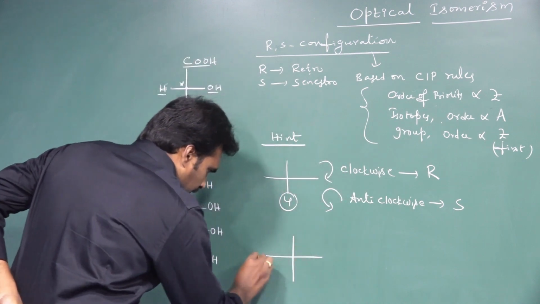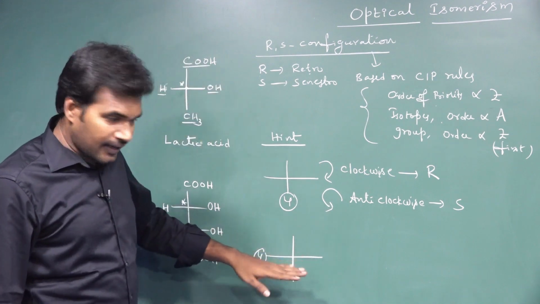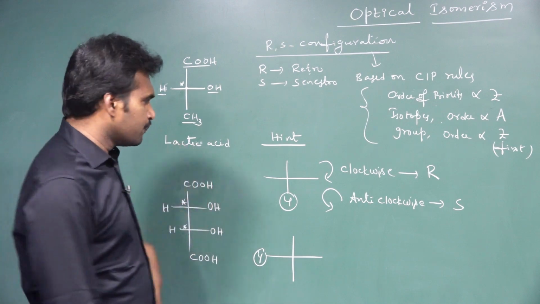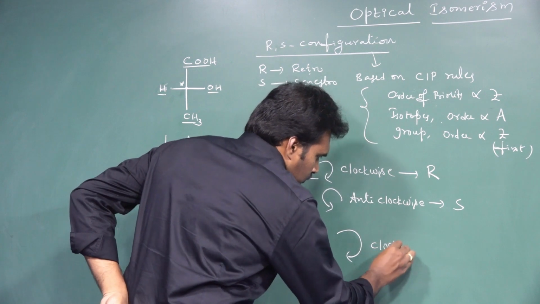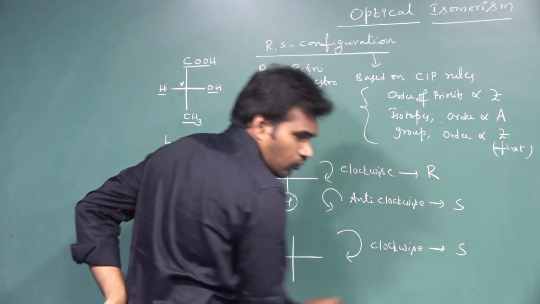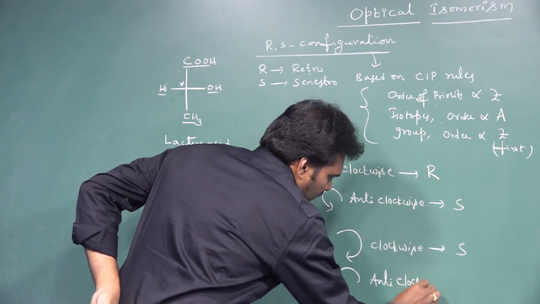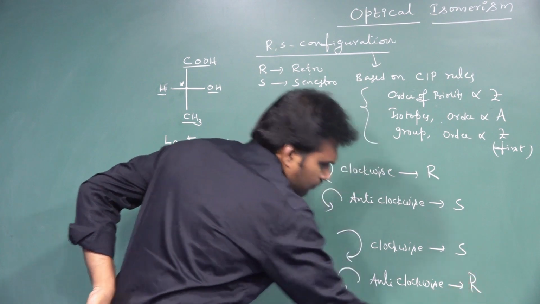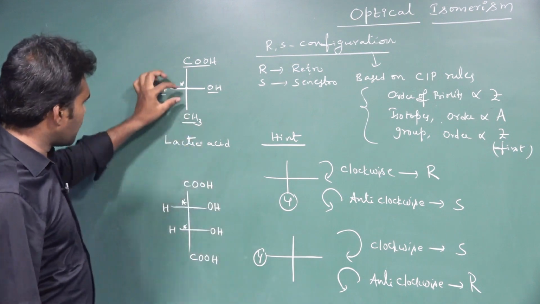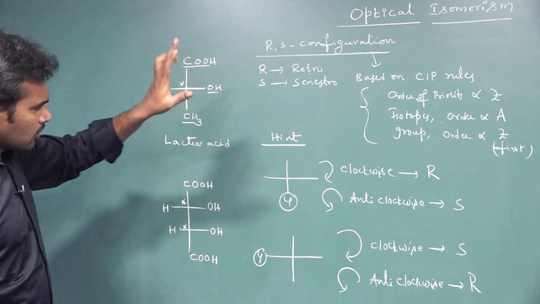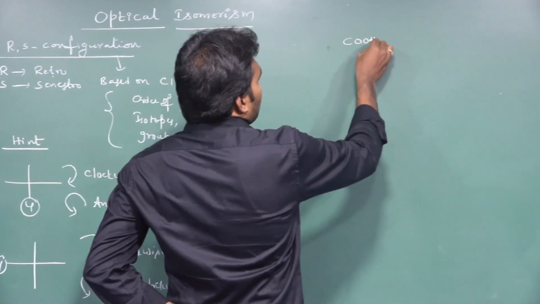Suppose the fourth priority group, the least priority group, is on the horizontal line, either left side or right side, whatever it may be. If the order of priority follows clockwise, that is S. If it is anti-clockwise, that is R. So this hint helps you a lot to identify the configuration at a particular chiral carbon. I'm just applying the same logic to this one. See that. COOH I have taken.